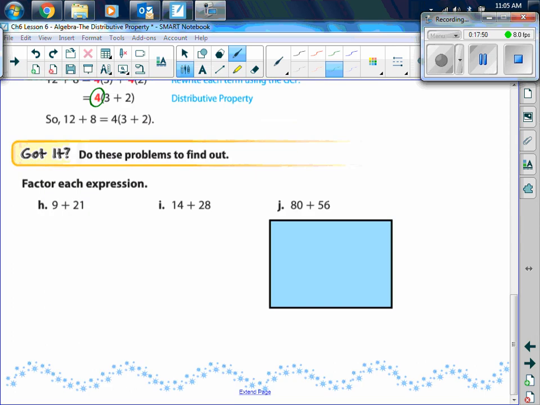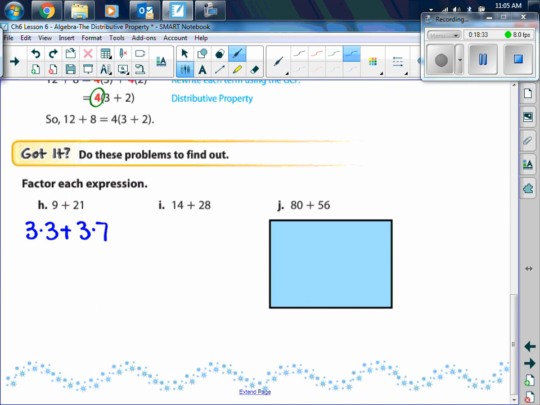So, for problem H, we have 9 plus 21. We want to factor 9 plus 21. Please make sure you write your directions, your instructions. So we're going to ask ourselves, what is the greatest common factor that can go into 9 and 21? 3, right? So here we're going to rewrite this. The 9 we're going to rewrite as 3 times 3 plus the 21 we will rewrite as 3 times 7.